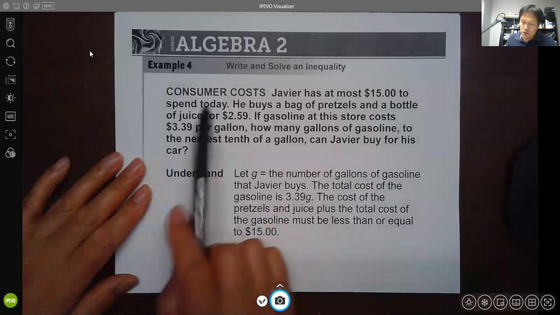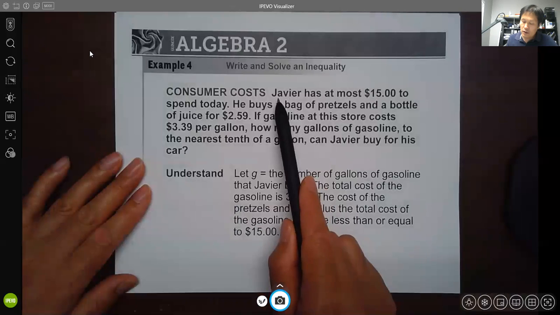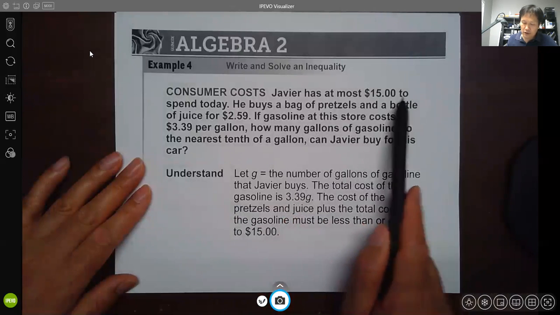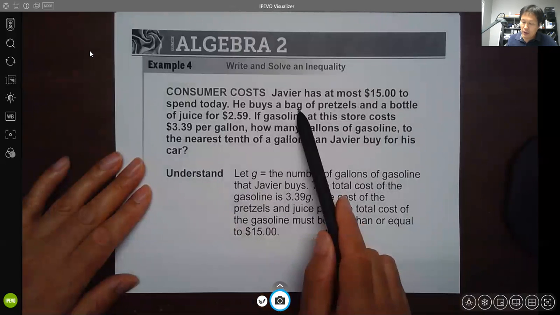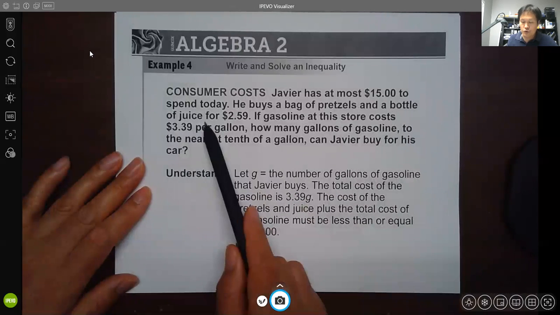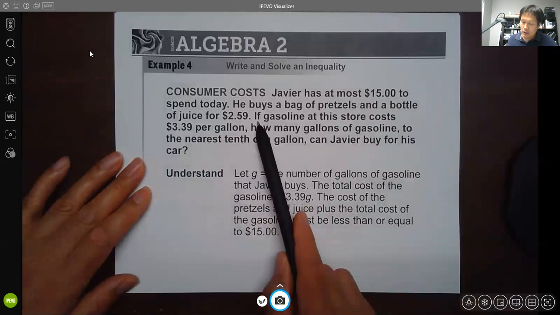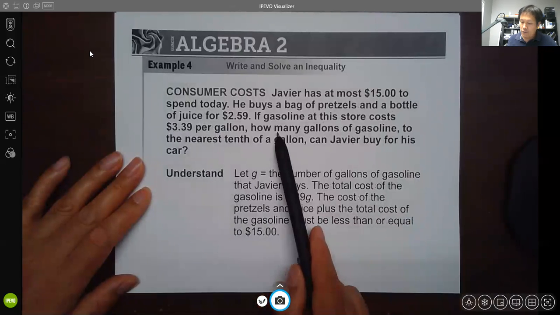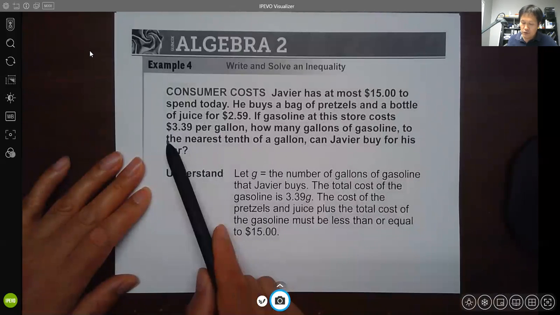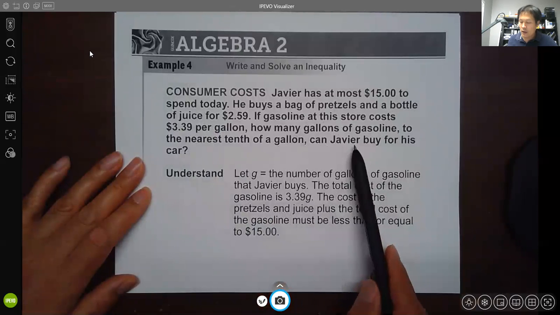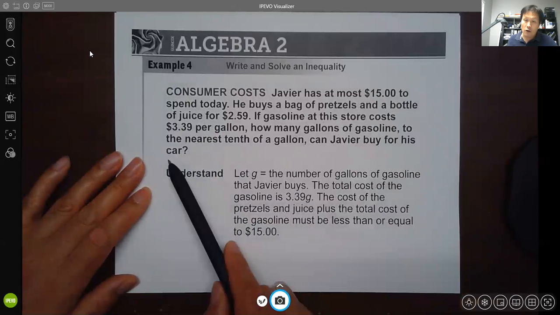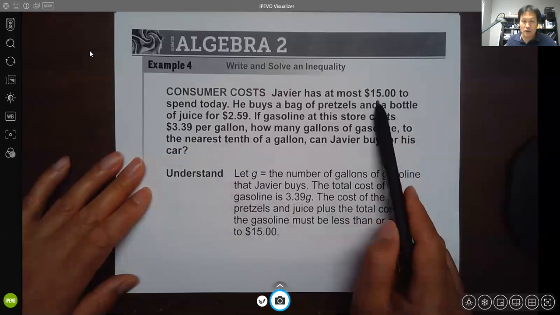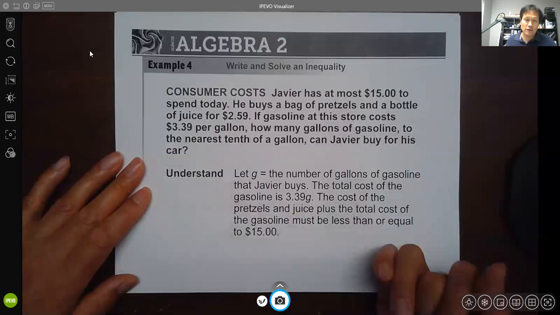Example 4, consumer costs. Javier has at most $15 to spend today. He buys a bag of pretzels and a bottle of juice for $2.59. If gasoline at this store costs $3.39 per gallon, how many gallons of gasoline, to the nearest tenth of a gallon, can Javier buy for his car? So all he has is $15. He cannot spend more than $15.